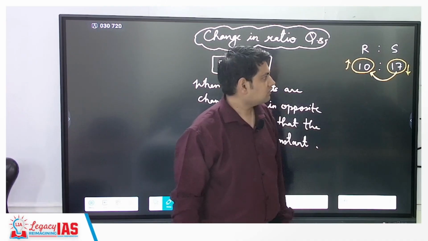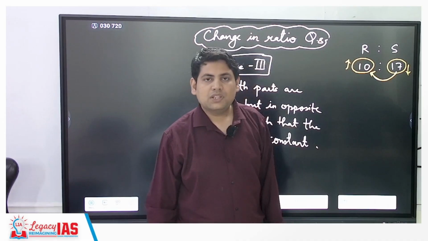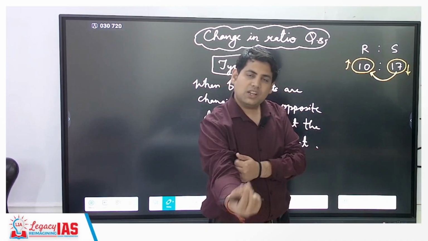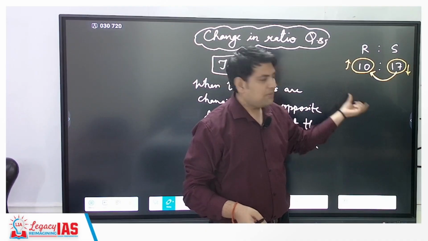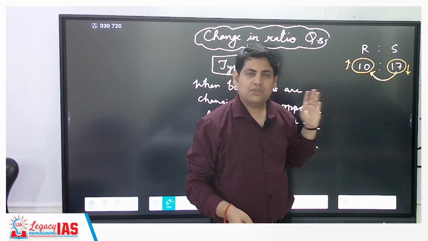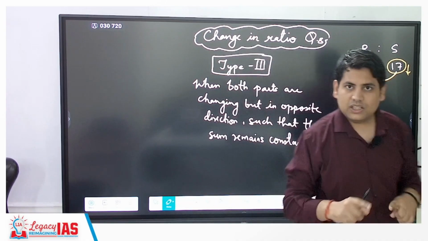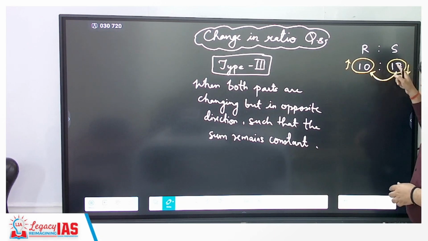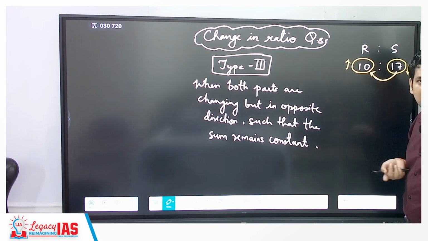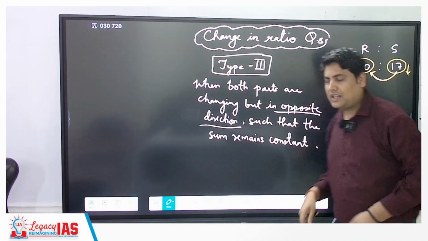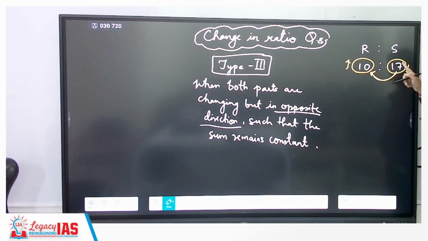Understood? Now, why is this so different from the other types? In the first type what we saw, both were changing by the same x. Or in the second type we saw only one part was changing, other was constant. Here both parts are definitely changing. In fact, their values are also equal, because how much Shyam is giving, that much only Ram is gaining. Correct? But the values are in opposite direction. That is, this one is decreasing, that one is increasing by the same amount.